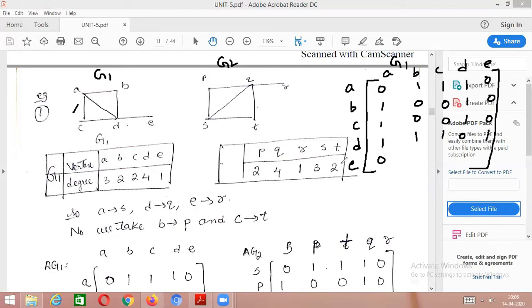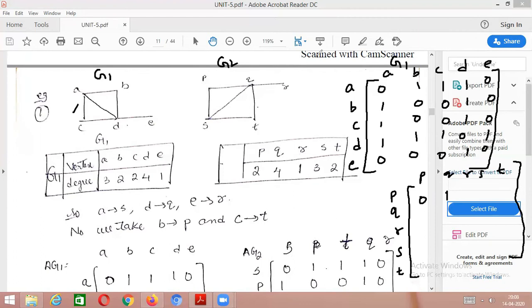Next, E to A, is there an edge? No, 0. E to B, is there an edge? No, 0. E to C, is there an edge? No. Only one edge we need. Next, E to D, is there an edge? Yes, 1. Next, E to E, is there an edge? No, 0. This is the adjacency matrix.